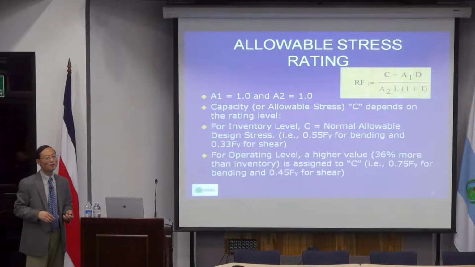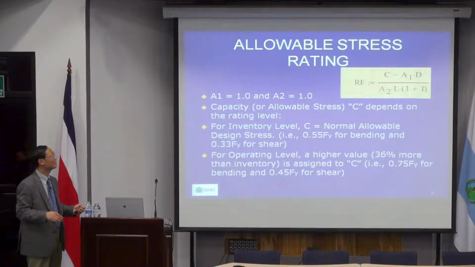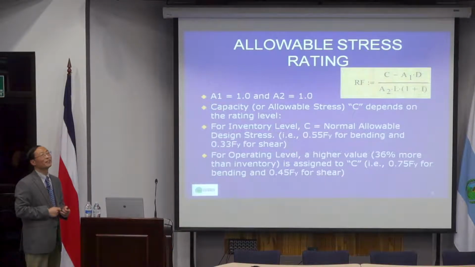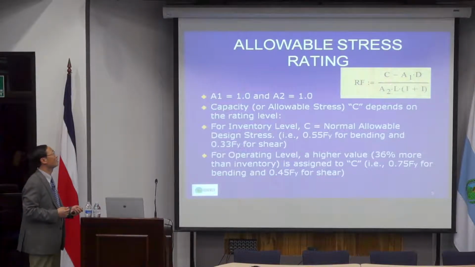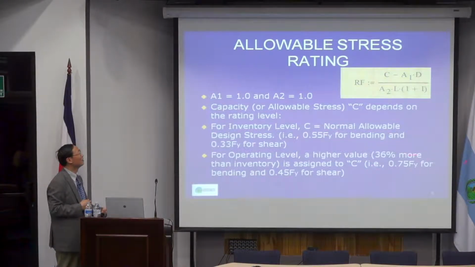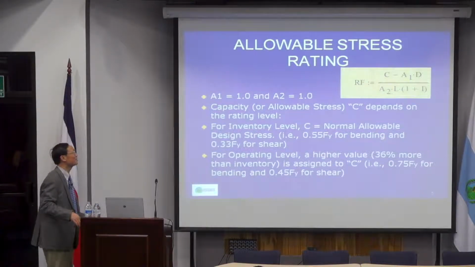So how do I do the operating level? Because I cannot have different load factors, for operating what you effectively do is increase the allowable stress capacity. Instead of 0.55 Fy, you use 0.75 Fy. So once you increase the allowable stress, you effectively increase the rating factor because all the rest will be the same. So you'll have a higher rating. So in other words, if you use that 0.75, it will not really give you anything in a dangerous situation, although it's not desirable.